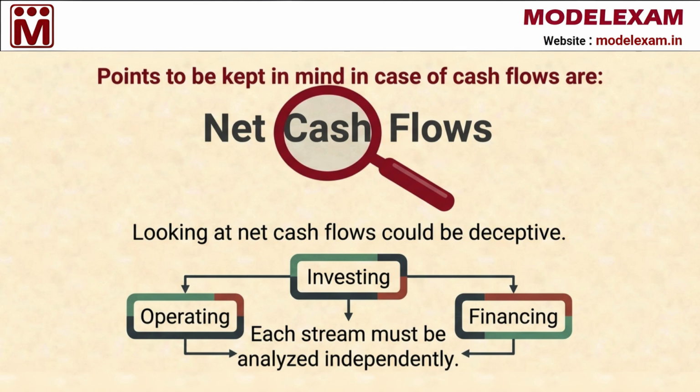As we wrap up, keep these points in mind. First, looking at the net cash flow number alone can be deceptive. A positive total could hide a bleeding core business if the company is selling assets or borrowing heavily. You must analyze each stream, operating, investing, and financing, independently to get the true picture.